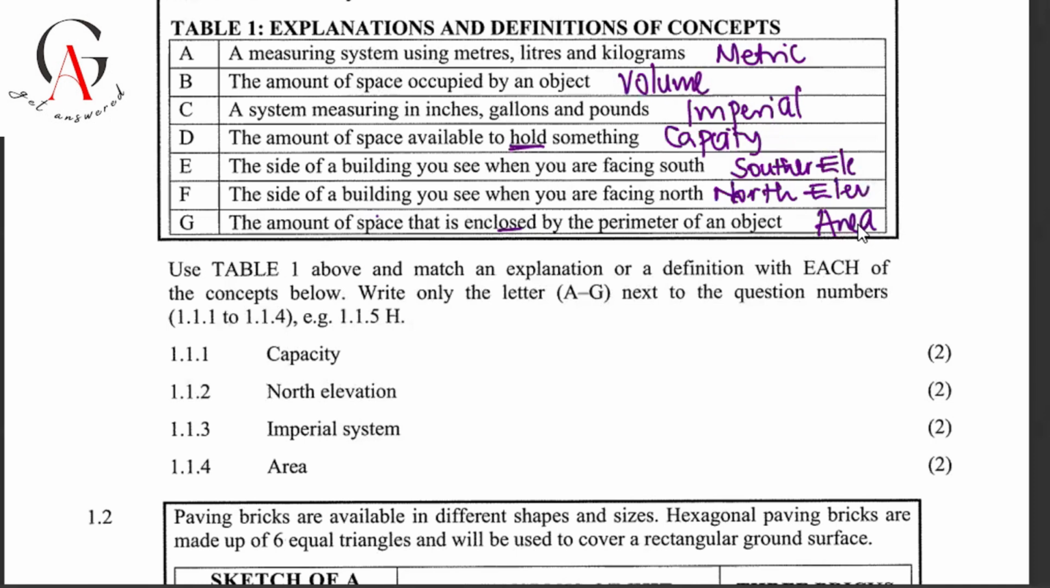So here we go. 1.1.1 capacity, we've seen it as D. 1.1.2 northern elevation, we are seeing it as F. 1.1.3 imperial system, we are seeing it as C. And 1.1.4 area, which is G. Area, an enclosed space by perimeter.